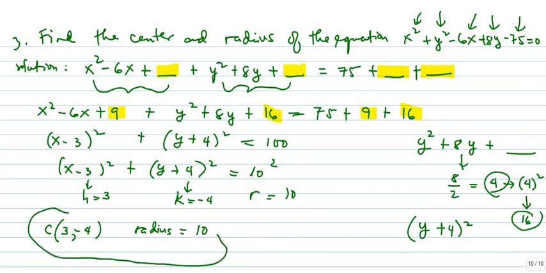This one, the center and the radius of our equation x squared plus y squared minus 6x plus 8y minus 75 is equivalent to 0. Okay. So that is now our final answer for the equation, finding the center and the radius. Now, we have another example.